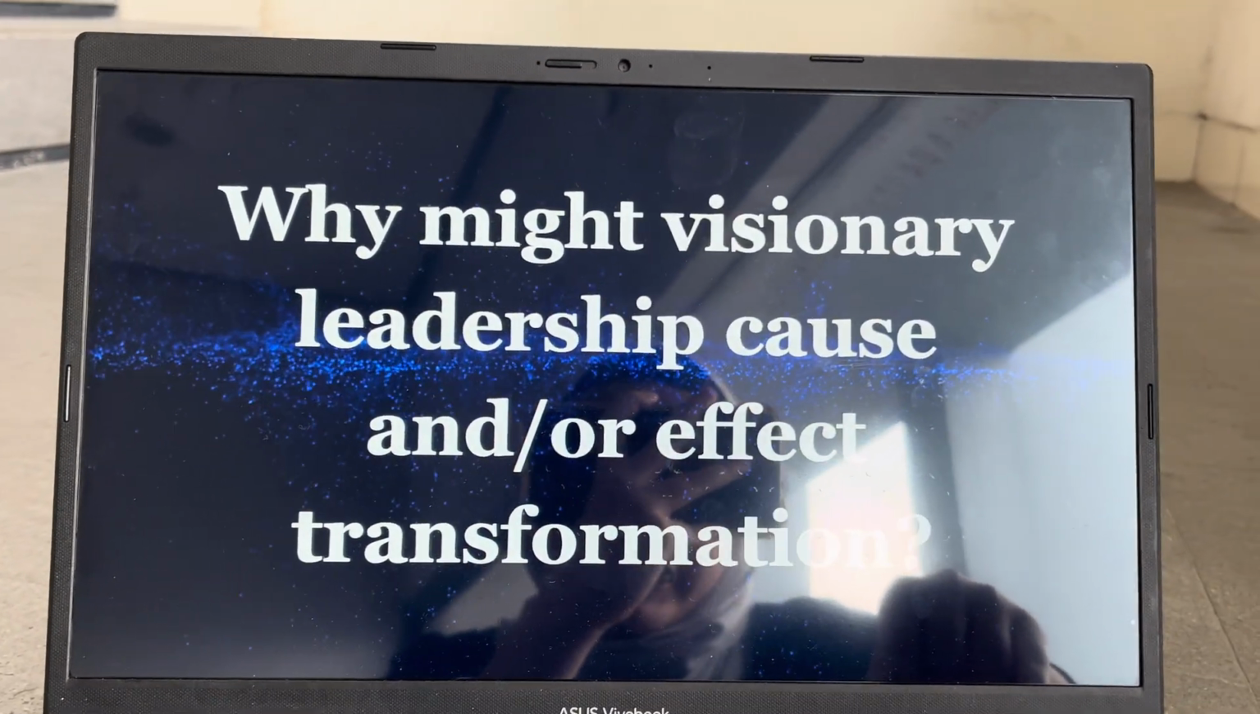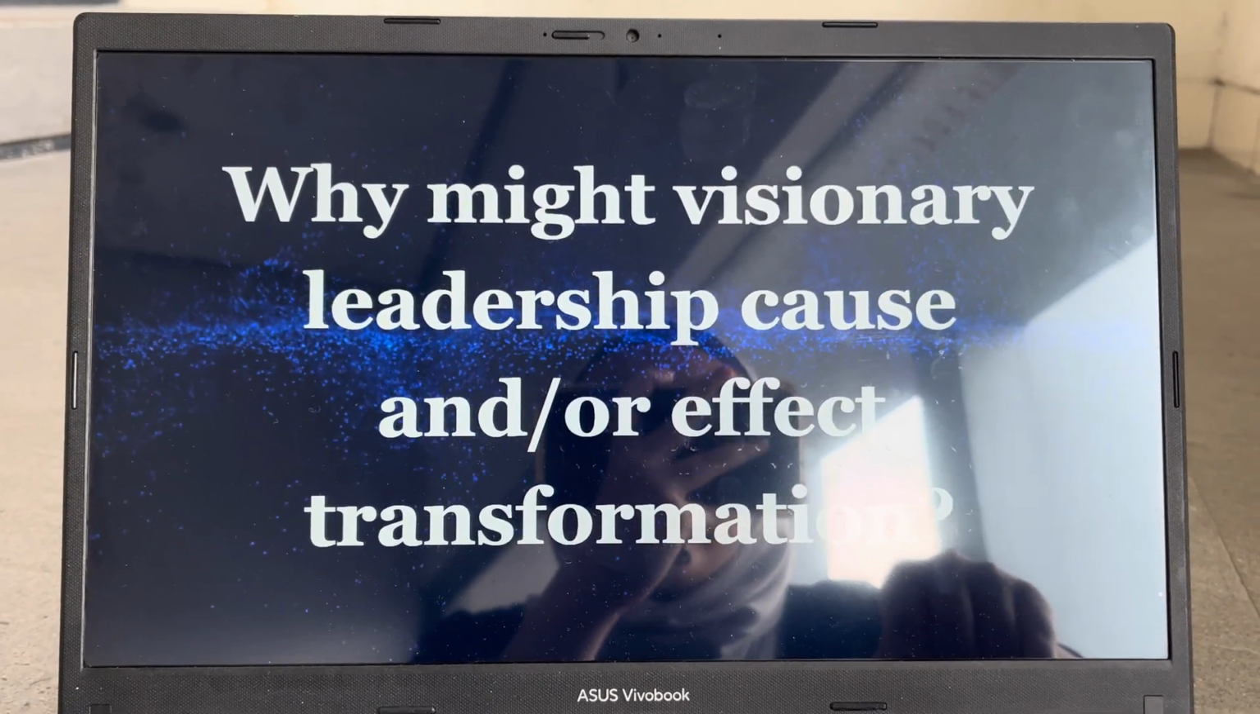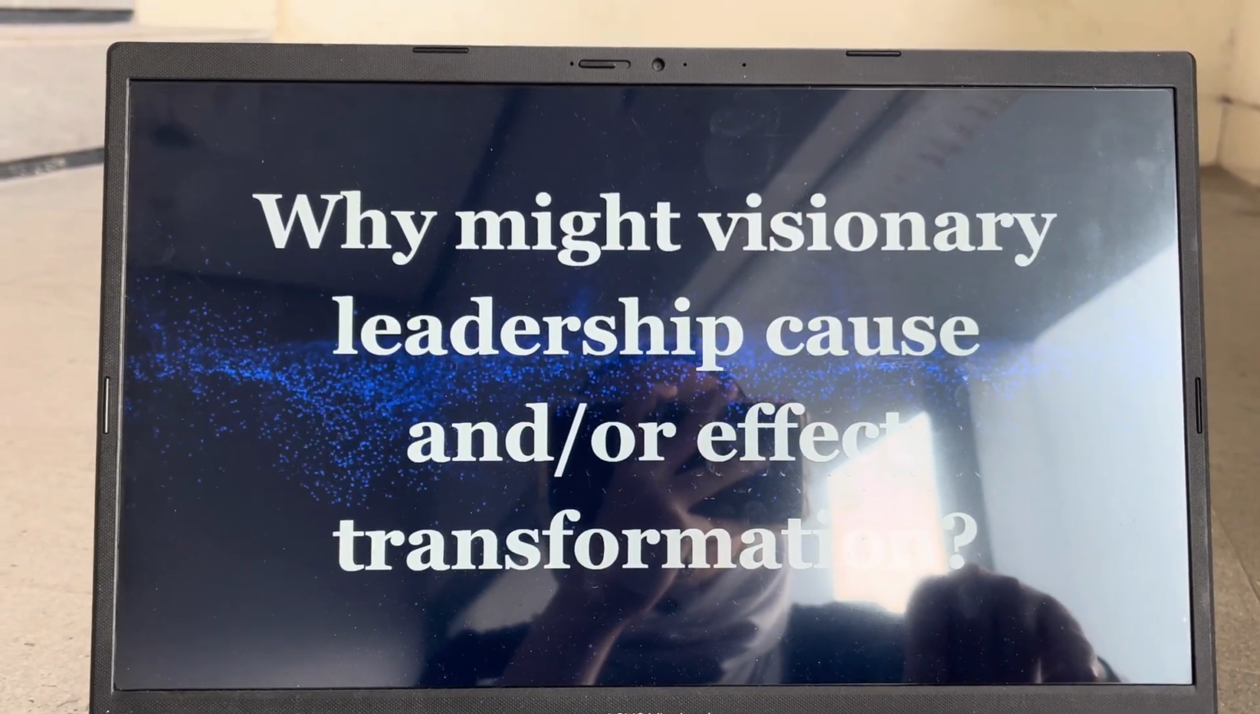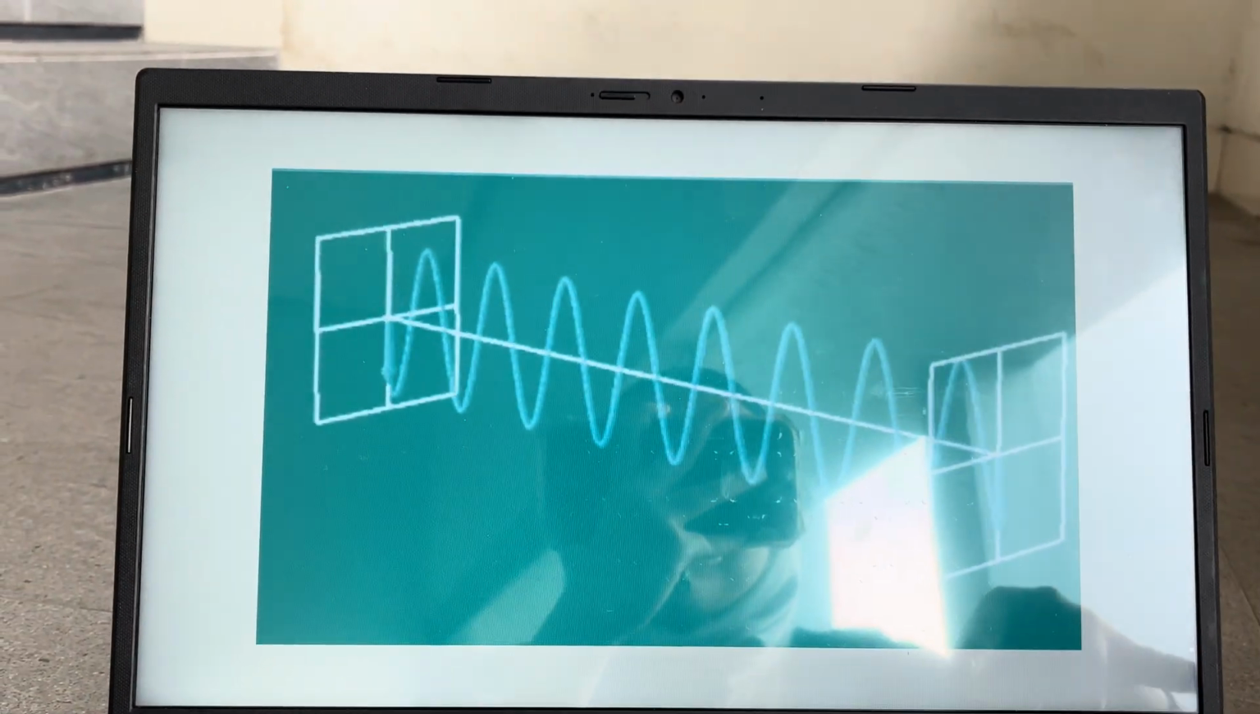So the big question is, why might visionary leadership cause and/or affect transformation? Let's keep this for now, and we'll think from the perspective of waves in physics.